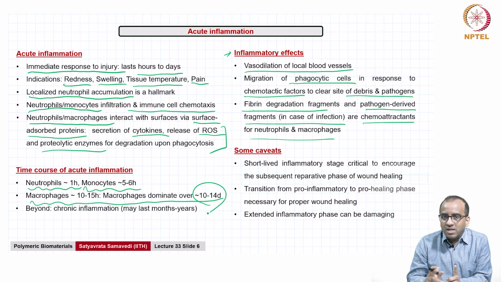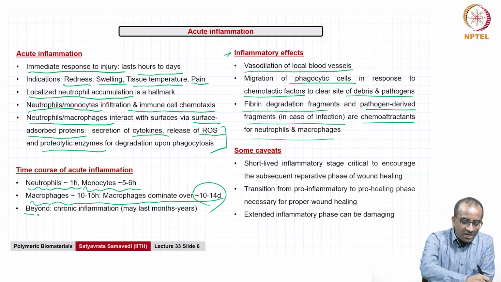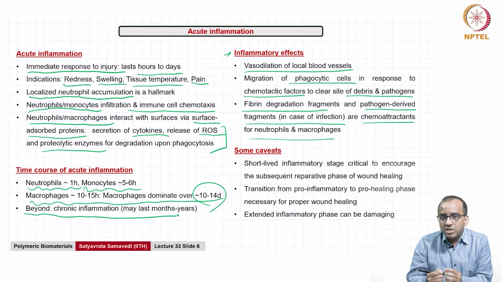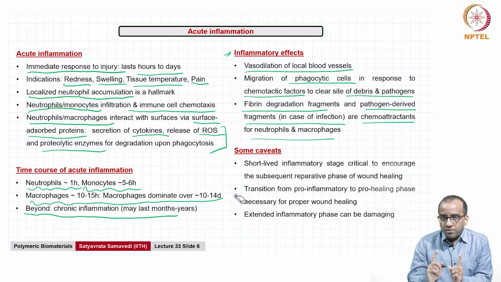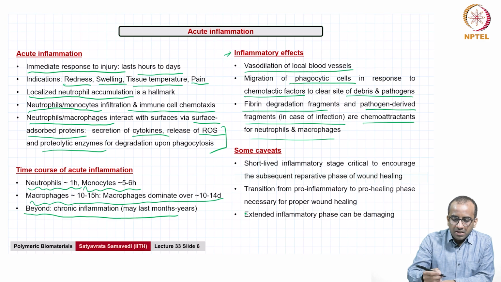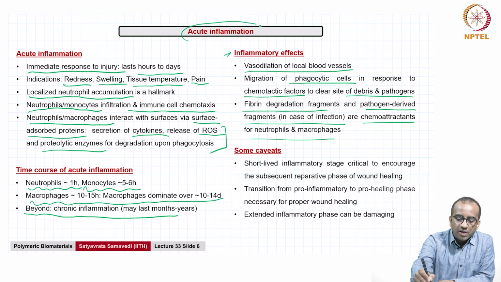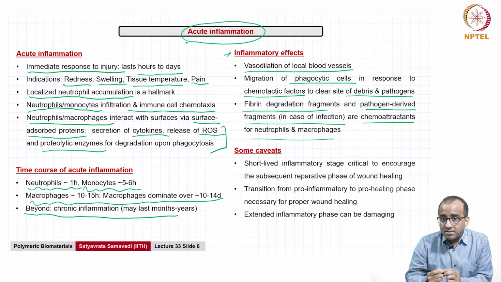But in the case of many biomaterials, typically after this phase, you will see chronic inflammation that lasts months to years, simply because the biomaterial is going to remain there forever. Now, some quick caveats to note. The first thing we note here is acute inflammation is actually not a bad thing.